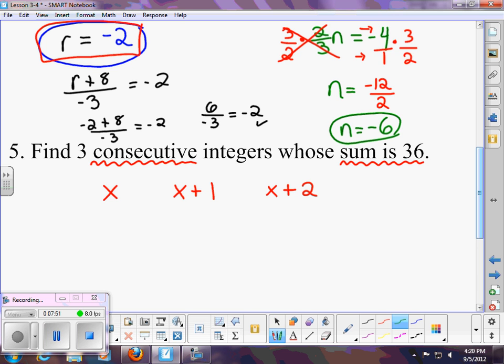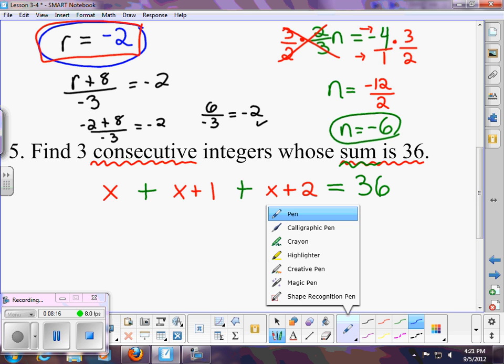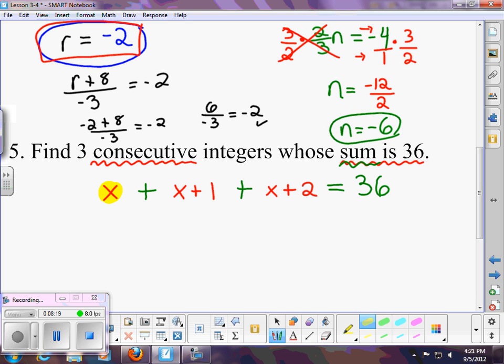And again, we're talking about the sum here. So sum would mean that we need to take those and add them. The sum here needs to be 36. So once we start to recognize the pattern here, we can create some kind of equation. Because we know a lot about algebra, we know that the next thing we would do in this case is combine like terms.